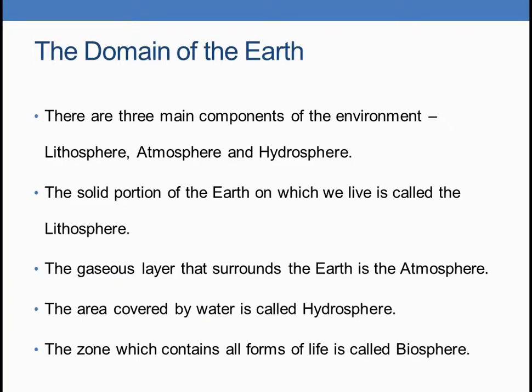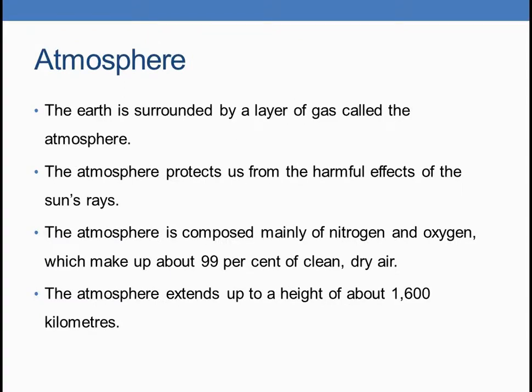See the domains of the earth. What are the main components of the earth? They are lithosphere, atmosphere and hydrosphere. The solid portion of the earth on which we live is called the lithosphere, and atmosphere means the gaseous layer that surrounds the earth. The area covered by water is called hydrosphere, and the zone which contains all forms of life is called biosphere. Let's see all these one by one.